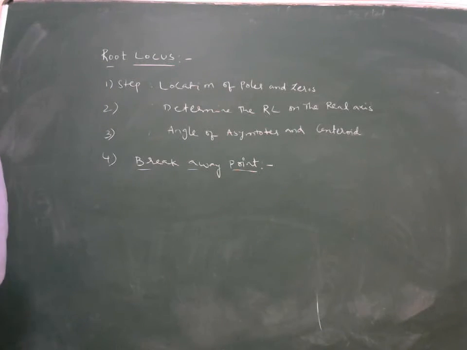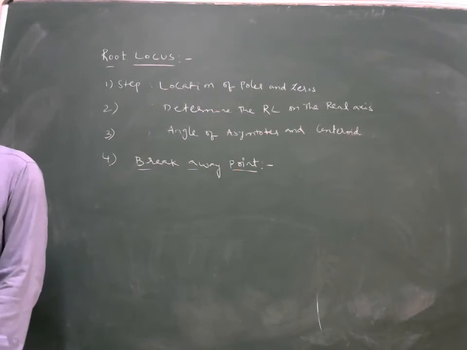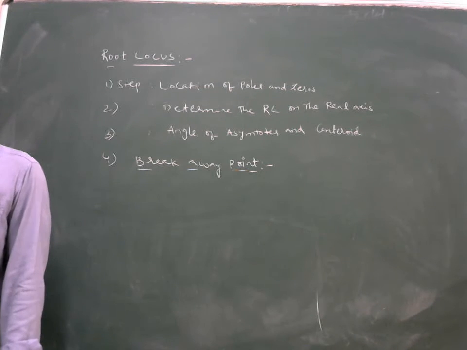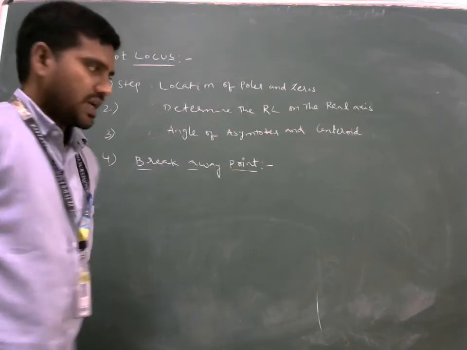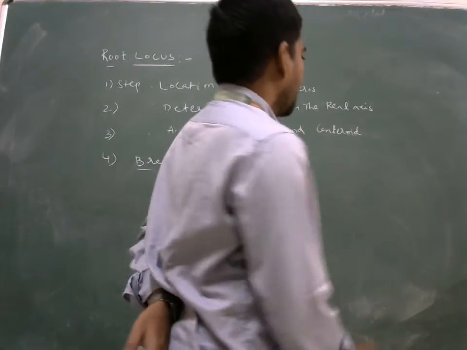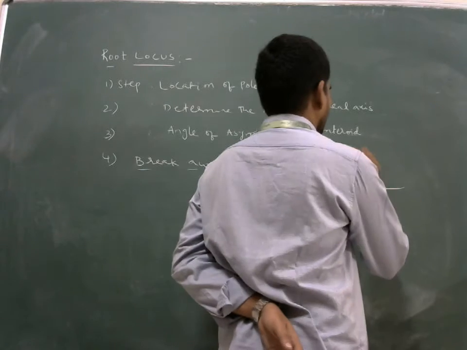What is a breakaway point? A breakaway point is a point on the root locus where multiple roots of the characteristic equation occur for a particular value of k.